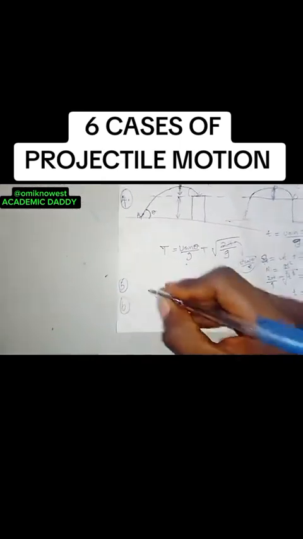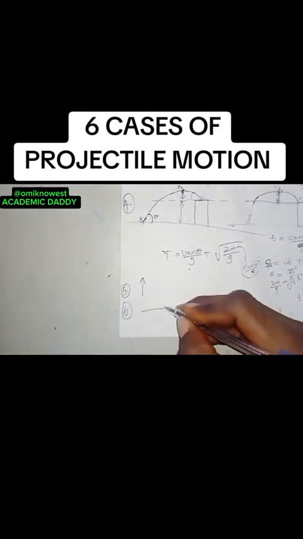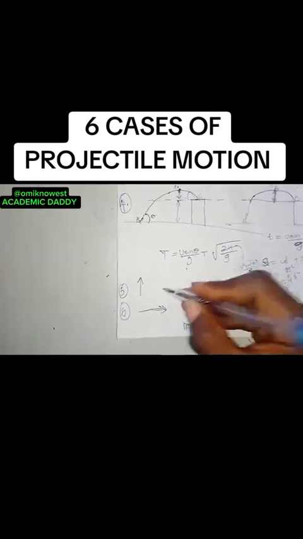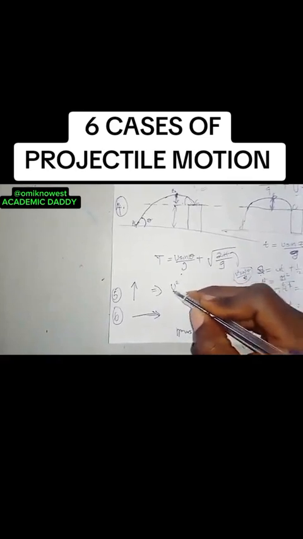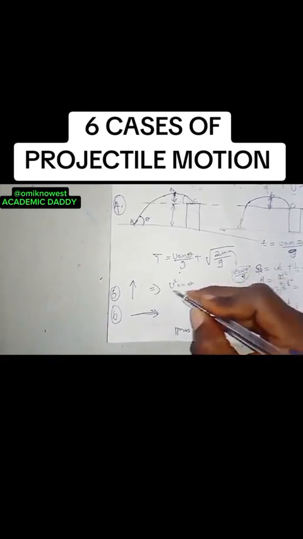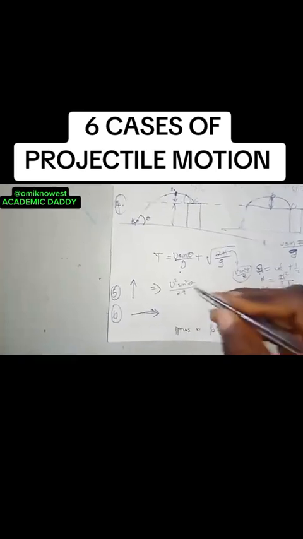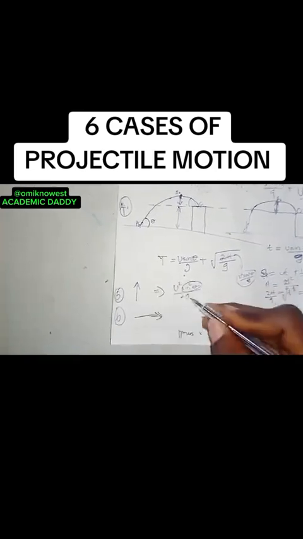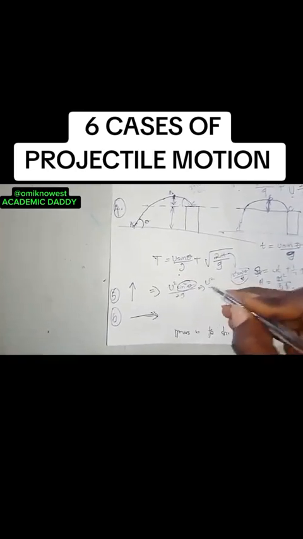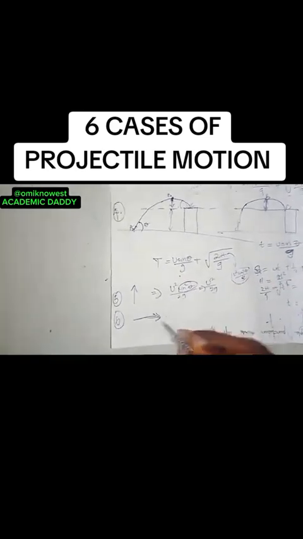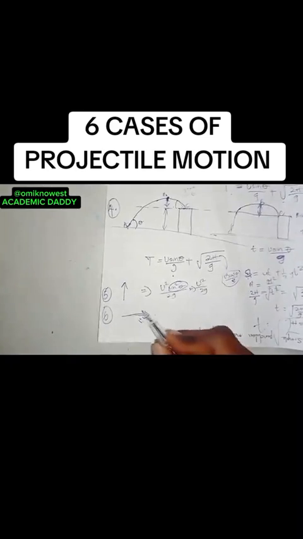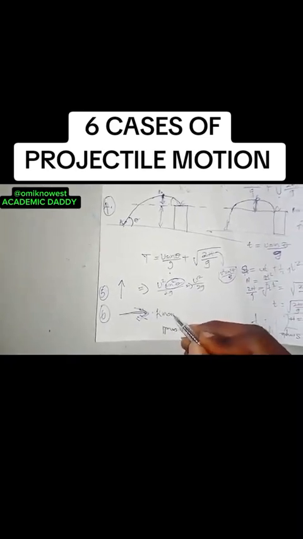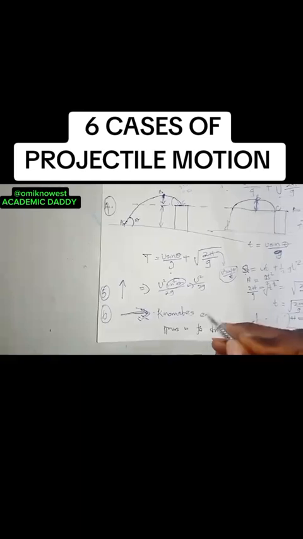Alright, so the 5th and the 6th cases are simply when an object is thrown up and when an object is thrown horizontally. In this case, instead of u square sine square theta all over 2g for the vertical, because there is no angle when it's going up like this, you simply use the maximum height to be u square over 2g. And there's no height here, so there will be no g. So when it's horizontal like this, you just use your normal kinematics equations.